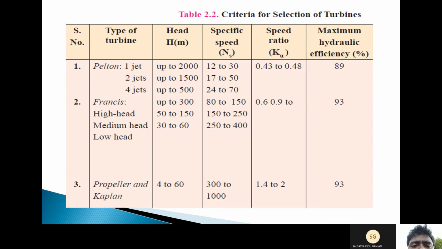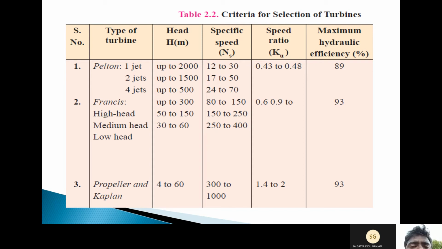Next, this is the small chart of the turbines: Pelton wheel, Francis, Kaplan. For the Pelton wheel, 1 jet, 2 jets, and 4 jets are available. For Francis, high head, medium head, and low head. Propeller and Kaplan turbines also come in high head, medium head, and low head. For the Pelton wheel, the head is up to 2000, up to 1500, and up to 5000. That is, 4 jets means up to 5000 head, 2 jets means up to 1500 head, and 1 jet means 2000 head.